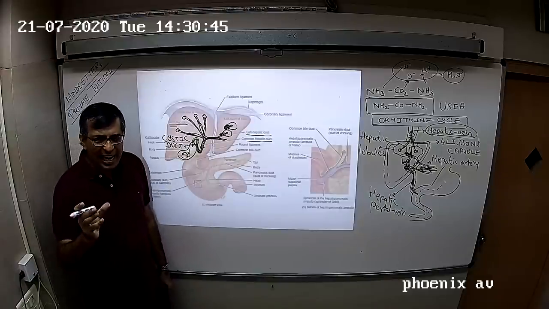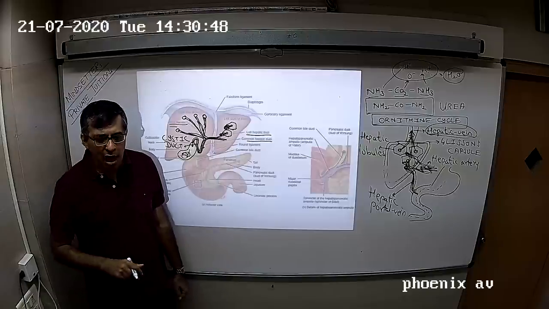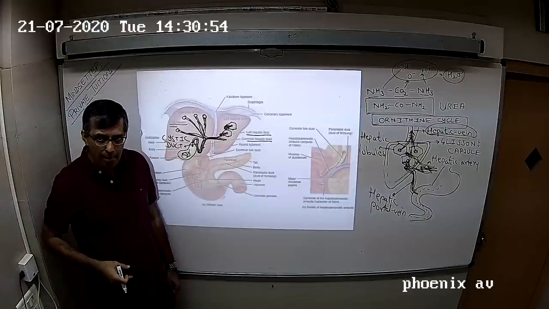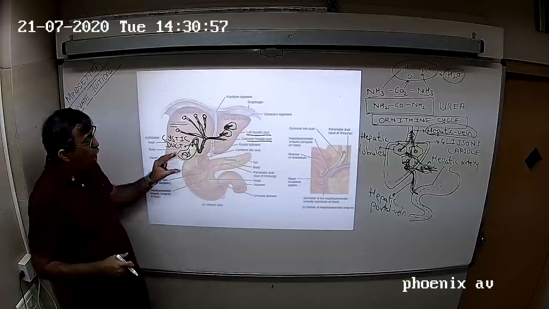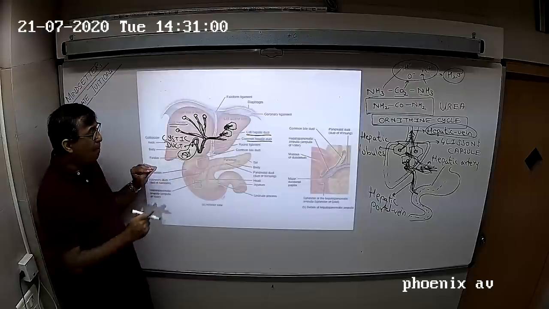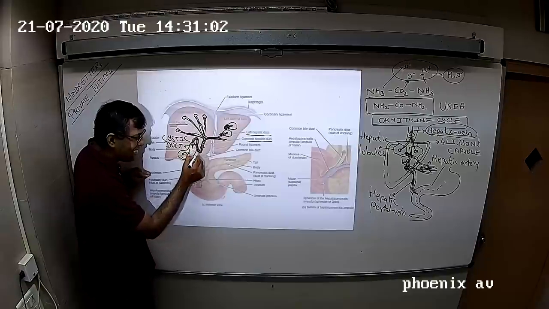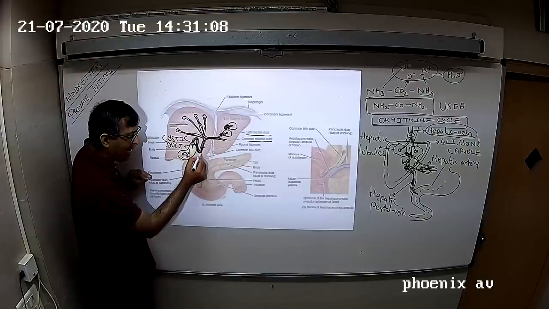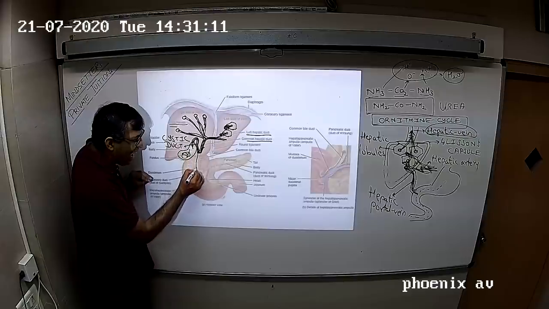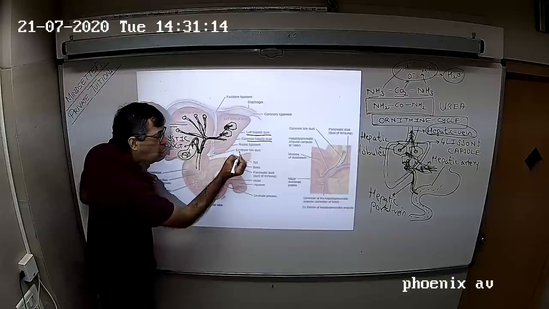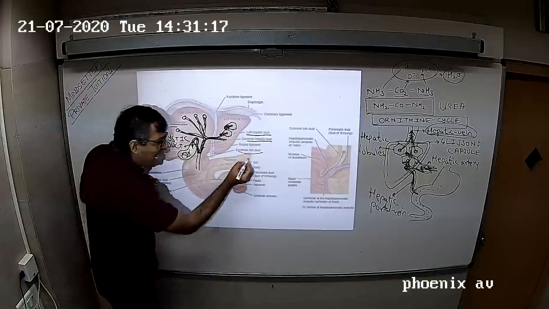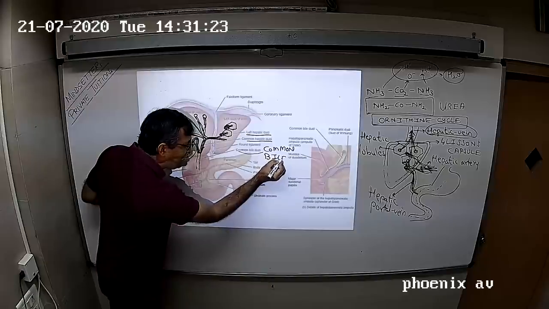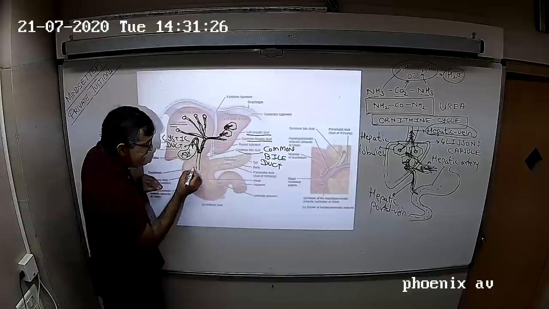Now, when you eat fatty food, when you have eaten something fried and tasty, it will enter into your duodenum. From the stomach into the duodenum, the gallbladder will contract and bile is given into the cystic duct, which will then join the common hepatic duct to form a duct which is called the common bile duct. So what is the duct called? Common bile duct.